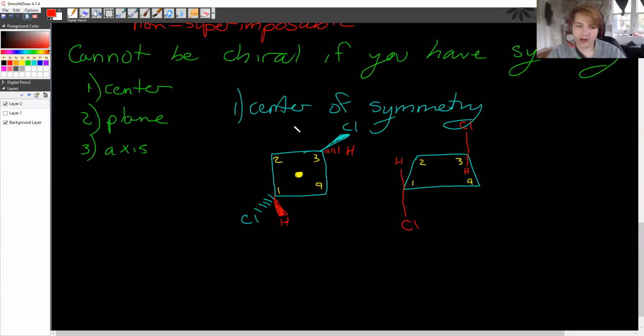And what we see going on is that if we're standing right in the center of the molecule here, we can have a plane of symmetry between these 2 chlorines. Okay? And once again, we can see that there's a plane of symmetry between this hydrogen and that hydrogen as well, right? So this plane of symmetry cancels out the ability for the molecule to be chiral. So this molecule cannot have an enantiomer, okay?